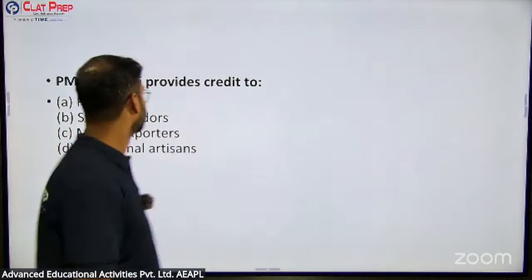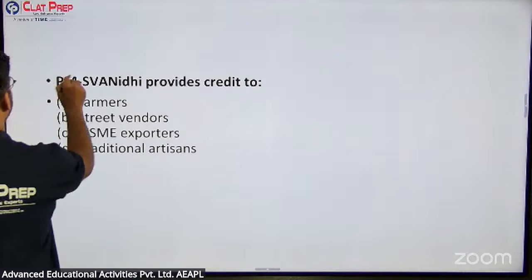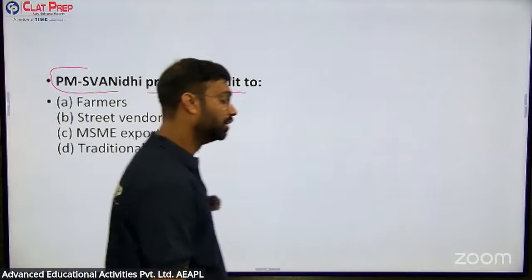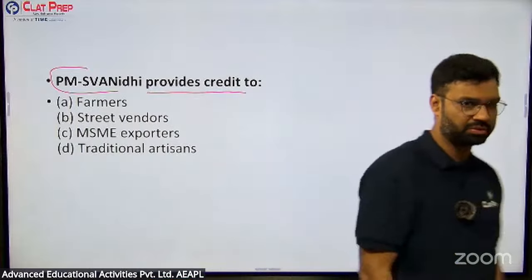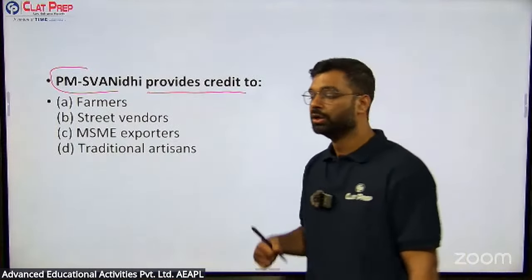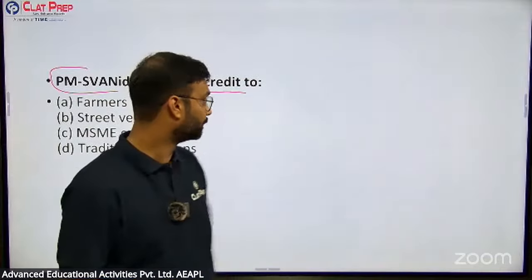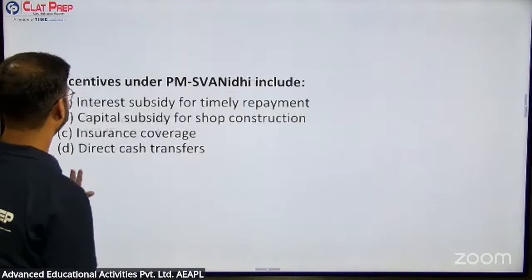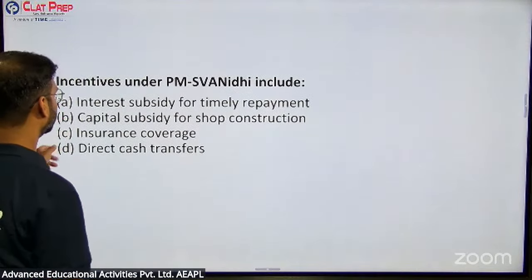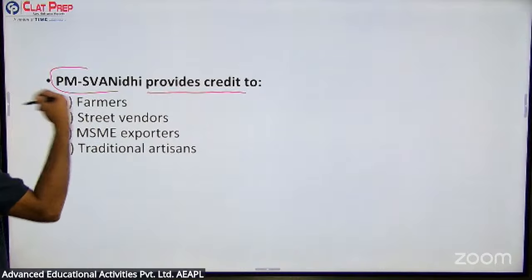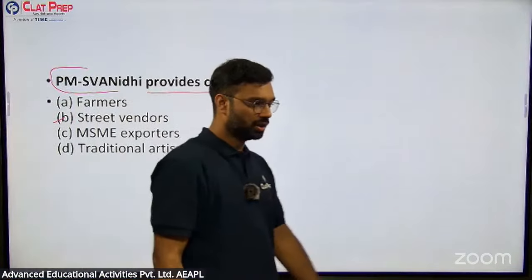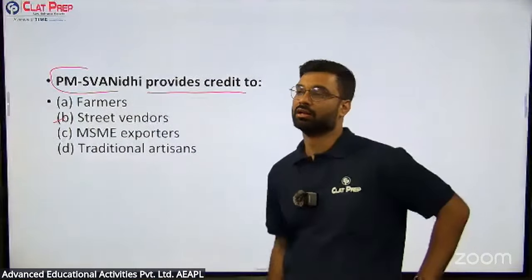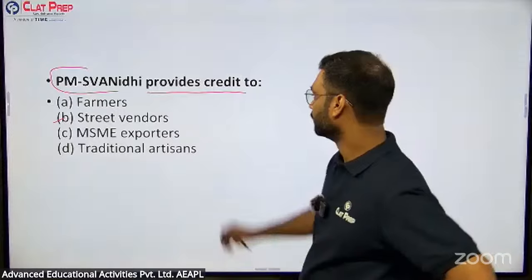Now, next question. PM Swanidhi provides credit to. Now, this was the scheme which was launched during the COVID-19 pandemic to provide working capital for the street vendors. Street vendors were the target of the scheme. The street vendors were provided with some working capital during the pandemic.